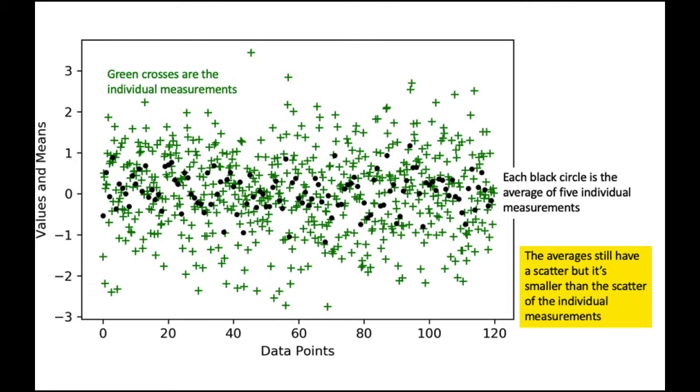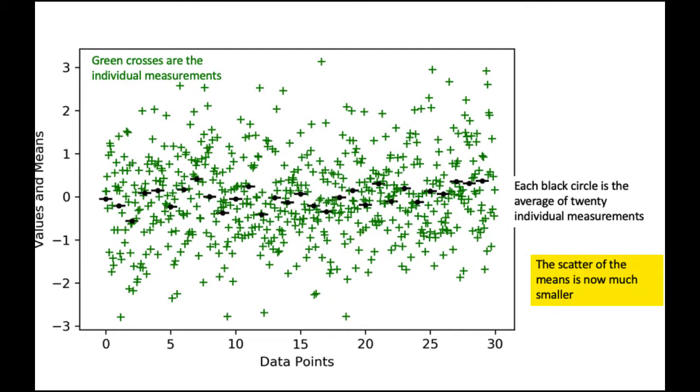Now, if instead of averaging every 5 points, we average every 20. So now this mark here is the average of the first 20 green crosses, this is the average of the next 20 green crosses, and so on. And what you can see is now, by the time you're averaging 20, the green crosses are still from 2.5 to -2.5, but the black marks have a much narrower range. Most of them are within sort of about 0.3 to -0.3 with the occasional outlier. So averaging 20 has made things root 20 times better.